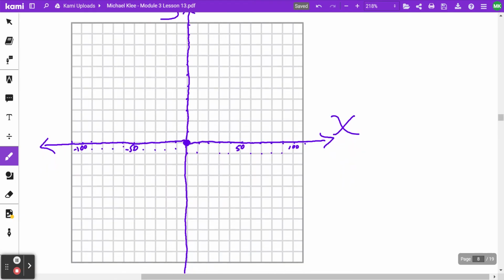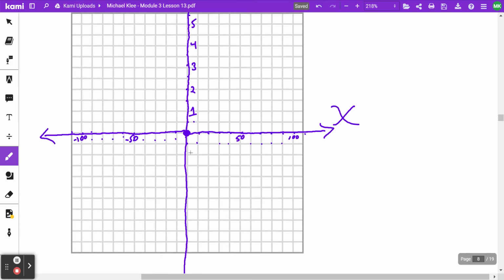So that means every box is worth 1/2. So if that's worth 1/2, then that's going to be worth 1 whole. That means that's 2, 3, 4, 5. See? Every box is worth 1/2. And I'll do the same thing down here. -1, -2, -3. And again, I don't have to put a value in for each of these, but it's spaced out pretty well.